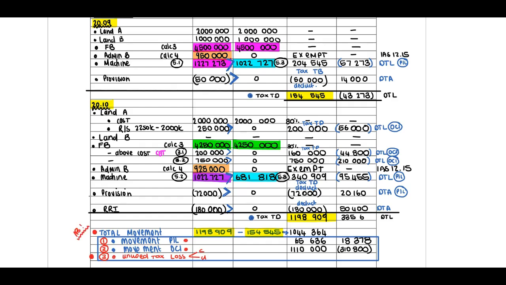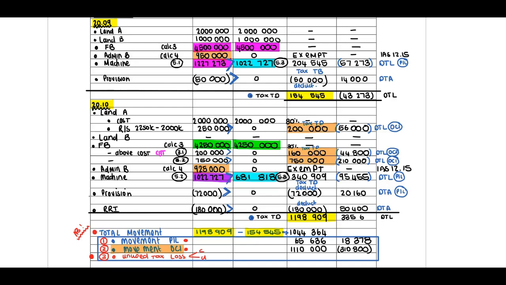Now, when we look at the movement of our OCI first, this is our easy section, movement of our OCI. And this is the reason why I have explained to you when there's a revaluation surplus that it will hit our OCI. When you look at 2010, we had a revaluation surplus on land A, and this was 200,000. Then on our factory building, we had a revaluation surplus, temporary difference of 160,000, and our 750,000.